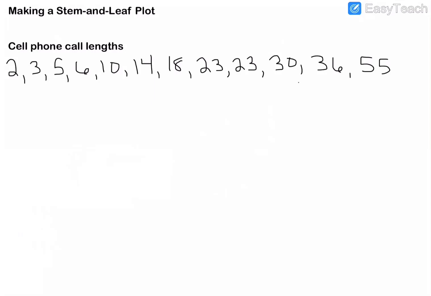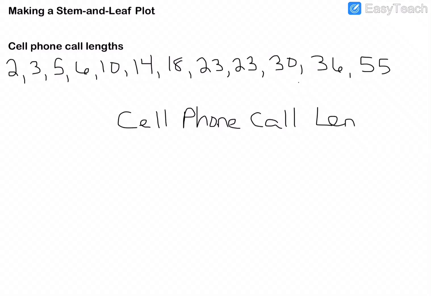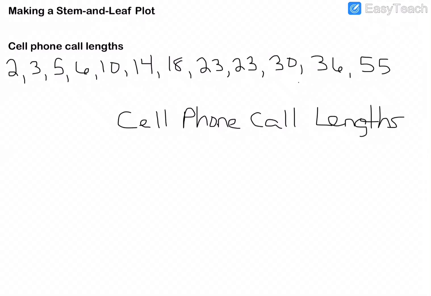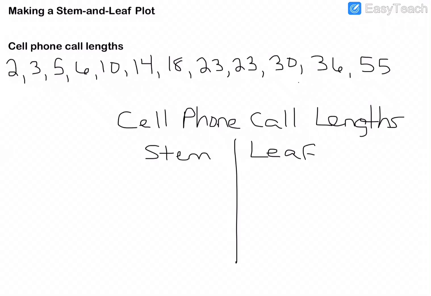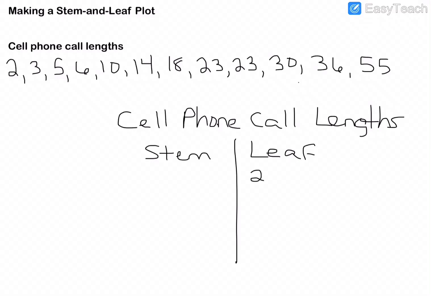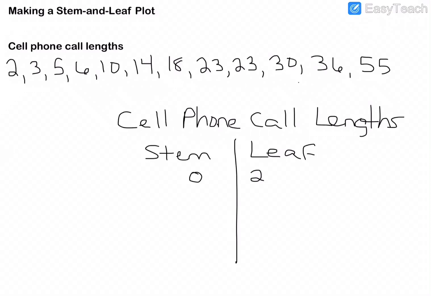So let's call this cell phone call lengths. Okay, so then we're going to have our stem, and we're going to have our leaf. And then we're just going to go ahead and go through here. So 2 would just be by itself in the leaf. That's going to have a 0 stem. I'm going to cross it off so I know I did it.